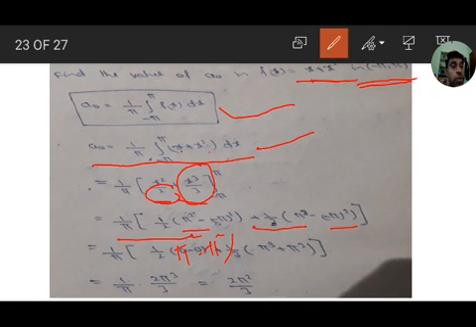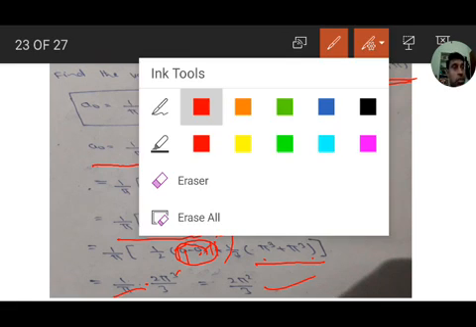1 by 2 into 0, and 1 by 3 into pi cube minus of minus pi cube, that is plus pi cube plus pi cube. It is pi square minus pi square, we get total 0. So 1 by 2 into 0 is 0. So 1 by pi into 1 by 3 into pi cube plus pi cube means 2 pi cube by 3. 1 pi and 1 pi is cancelled, 2 pi square by 3 is the answer.